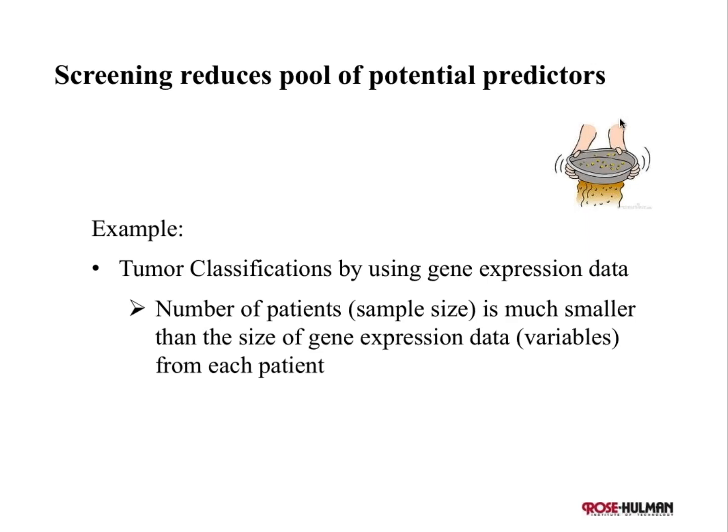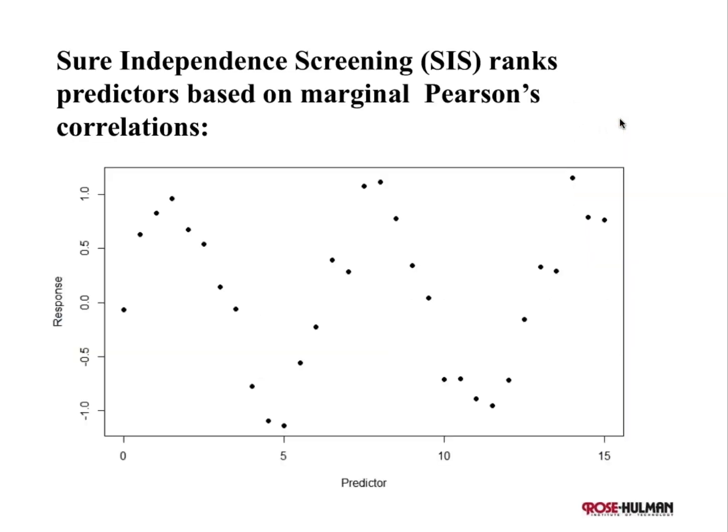However, a large predictor size can be the case in real life. For example, when we have tumor classification using gene expression data, the number of patients, which can be in the hundreds, is our sample size. However, the gene expression data, which is our predictors, will have a much larger size, in the range of thousands and millions. The sample size turns out to be much smaller than the predictor size. Hence, it's going to be a problem to use the regular variable selection techniques in this case.